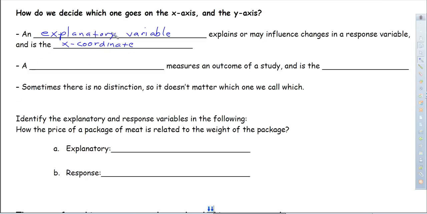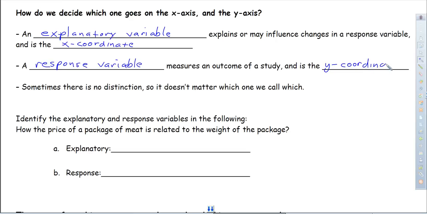Well, what do you think our other variable is going to be called? It's right over here, right? Our next one will be the response. So a response variable measures an outcome of a study, and well, this is our y-coordinate.